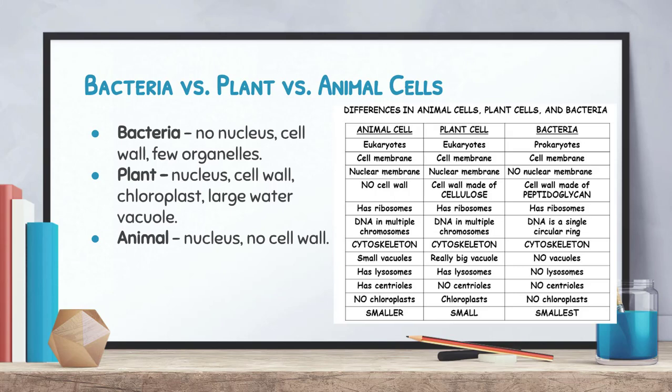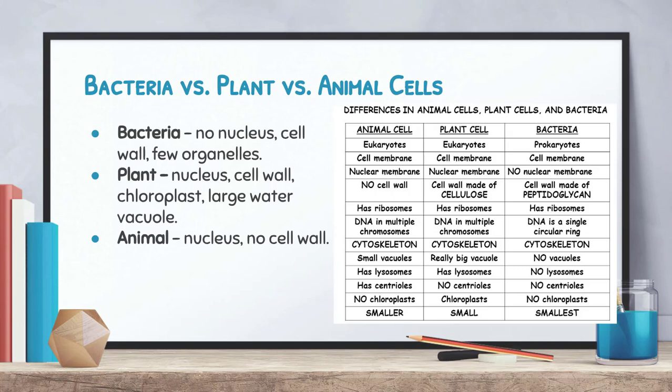All three have ribosomes and all three have DNA, but the DNA in animal and plant cells is found in chromosomes, whereas in bacteria it's just found as a ring inside of the cytoplasm. All three have a cytoskeleton. Animal cells have vacuoles, plant cells have big vacuoles, and bacteria have no vacuoles. Bacteria have no lysosomes, no centrioles, and no chloroplasts. While animal cells have lysosomes, centrioles, and no chloroplasts, and plant cells have lysosomes and chloroplasts but no centrioles.